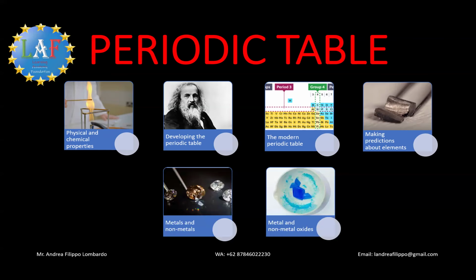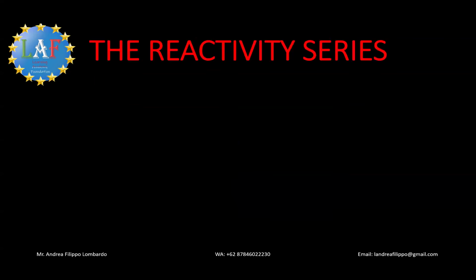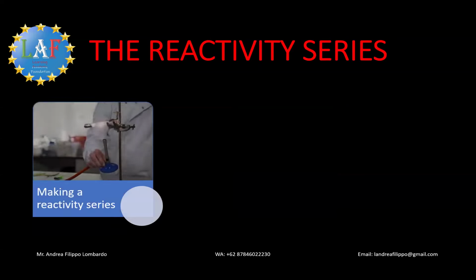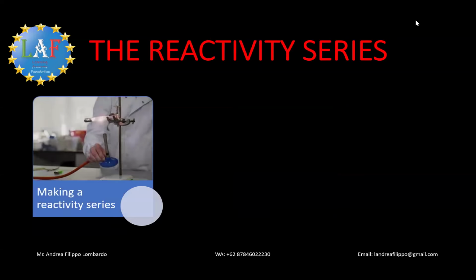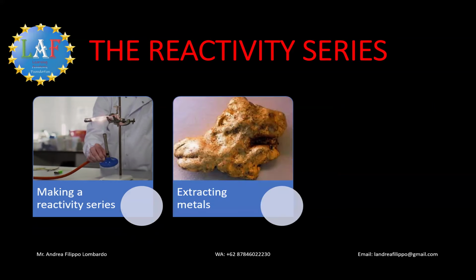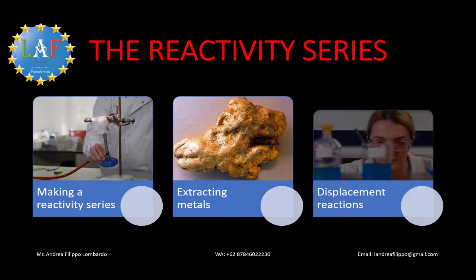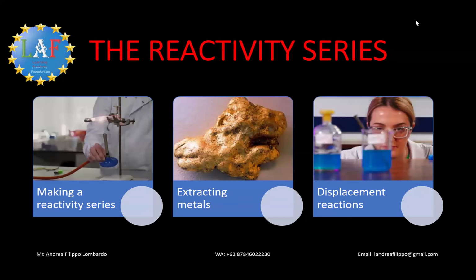In the next section will be about the reactivity series, where the students will see that metals react differently. So some are very reactive and others are unreactive. Metals mostly occur as compounds in rocks and minerals and must be extracted before they can be used. A metal higher up in the reactivity series will displace a less reactive metal from its compound. These displacement reactions can be predicted from the reactivity series.